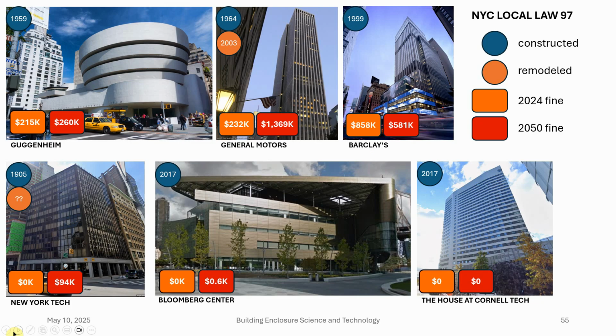This is a chart of buildings in New York City that exist right now. The orange is the 2024 fine, and the red would be the 2050 fine if nothing is done, if no retrofits are done. The Guggenheim, I think they probably fixed it because a mechanical system adjustment would have done it. But in 2024, they would have had a $215,000 fine. In 2050, it would be $260,000 per year. The General Motors building, over $1 million, right? So this is serious money in 2050.